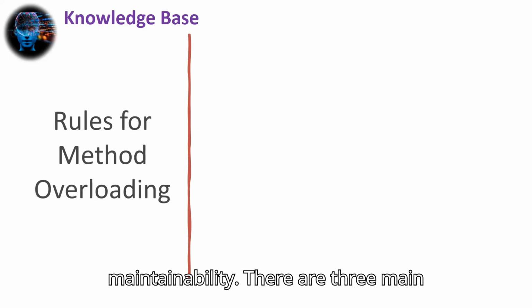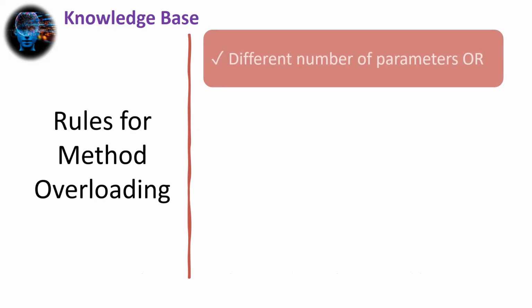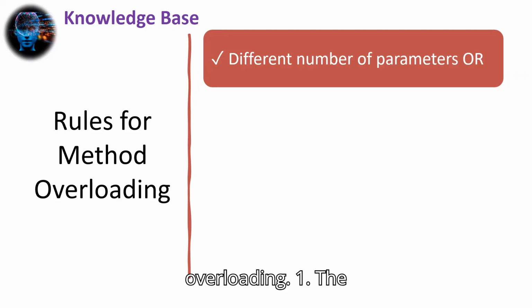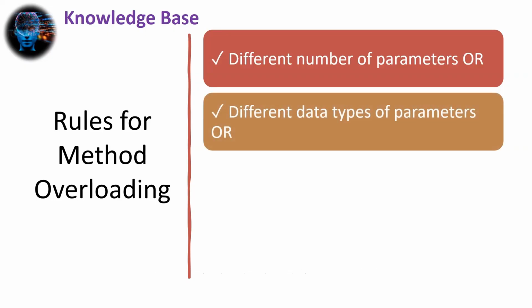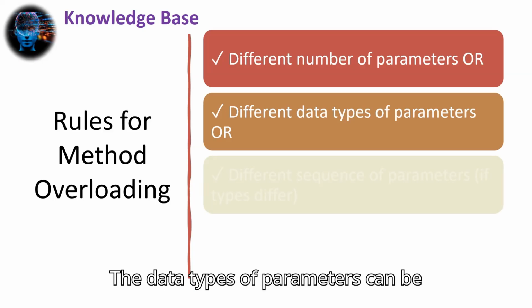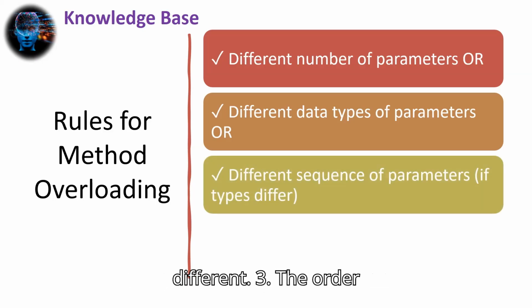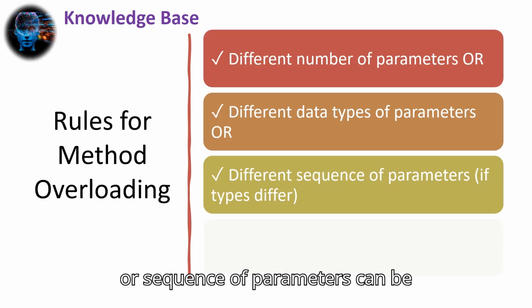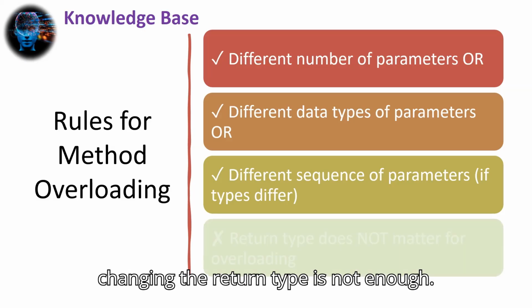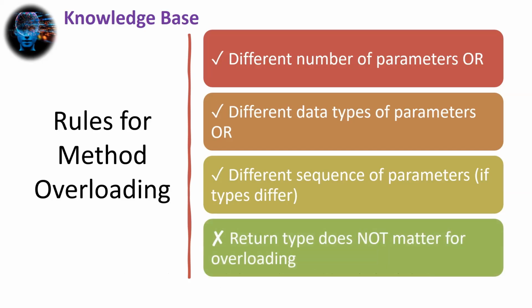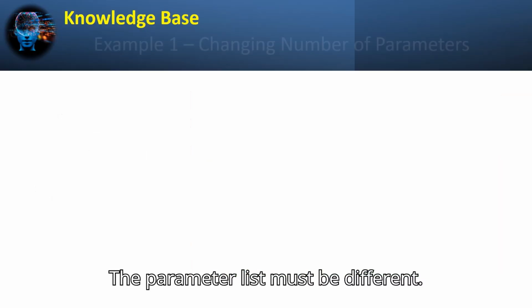There are three main rules you need to remember for method overloading. 1. The number of parameters can be different. 2. The data types of parameters can be different. 3. The order or sequence of parameters can be different. And very importantly, just changing the return type is not enough. The parameter list must be different.